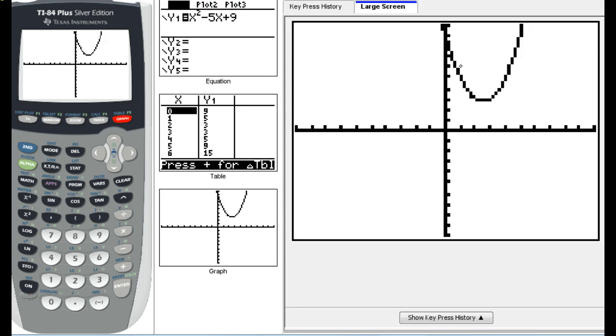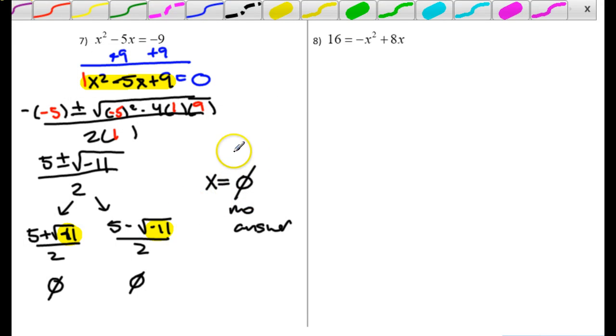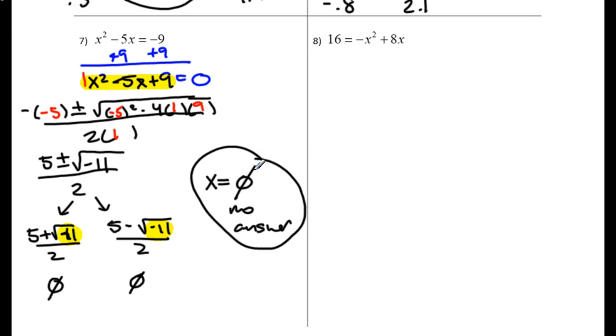Remember, the answers are where it touches the x-axis. This parabola never touches the x-axis. So we shouldn't have an answer. There are no answers. Remember we learned earlier, if it touches 2 times, there's 2 answers. If it touches in one place, there's 1 answer. If it doesn't touch anywhere, there is no answer. So that's just a way to prove it. We have no answer for this one. So that can happen.